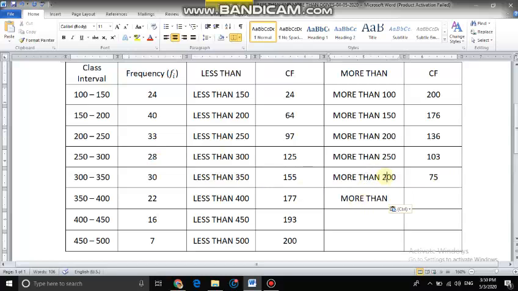Oh, sorry, it's not 200. This is more than 300. This will be more than 350. More than 350 is 75 minus 30 is 45. Then control V, more than 400. More than 400 is 23 will come. Okay. And the last one, more than 450 is 23 minus 16, 7.